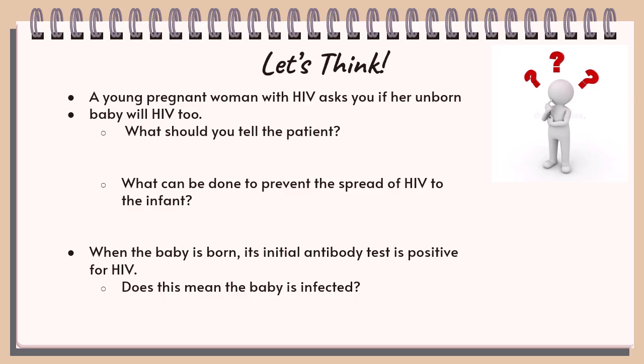When the baby is born, its initial antibody test is positive for HIV. What does this mean? Does this mean the baby's infected? So, in order to not have HIV permanently, the baby needs to start HIV medication as soon as possible, within 6 to 12 hours of birth. And they need to be on that medication for 4 to 6 weeks to prevent the virus from establishing itself. So yes, the antibody test may be positive, but until that viral load goes up, we can do something about it in these newborns. So you have to do a lot of education on how to ensure that it doesn't establish itself in the newborn.